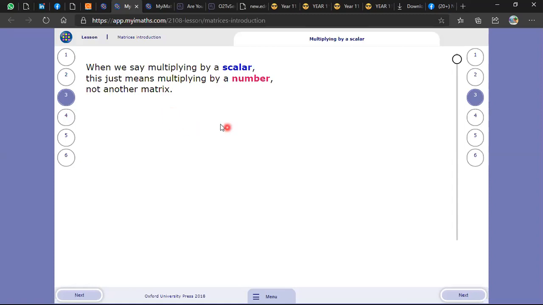Now, the first type of multiplication we're going to talk about is when you want to multiply a matrix by a scalar. And by a scalar, this just means multiplying by a number, not another matrix. Multiplying by a number. You want to multiply a matrix by a number. So let's try to give an illustration. And we do this by multiplying every number in the matrix by this scalar or by this number.